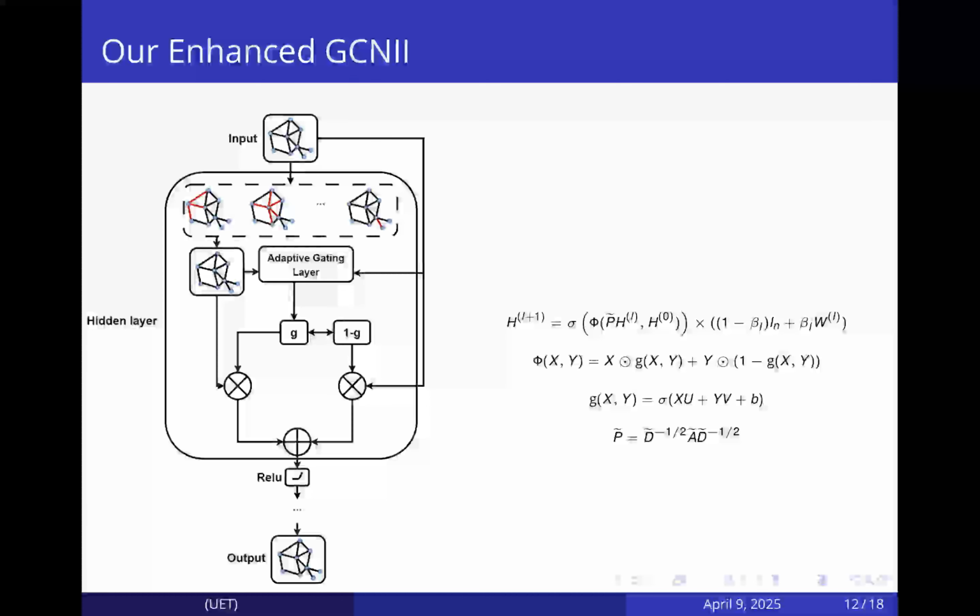And to make GCNII learn to choose important features from the initial hidden state and the last hidden state, we propose an adaptive gated architecture that ultimately controls how information flows through layers. Instead of relying on static coefficients, we use a tunable function, which dynamically balances the contribution of initial and progressive features.